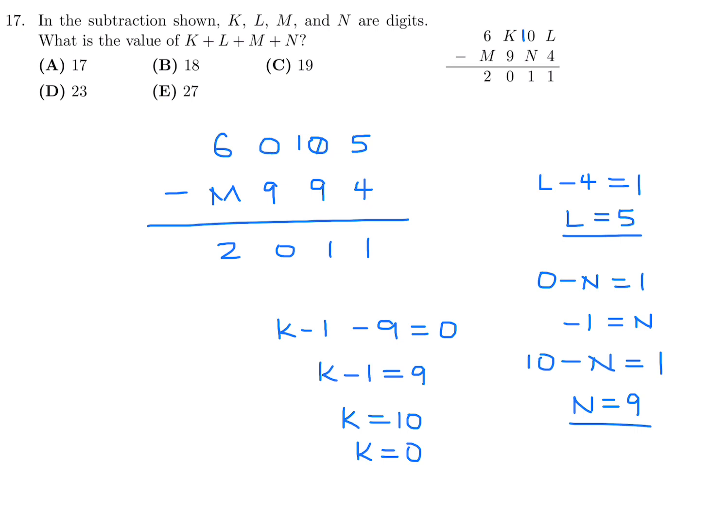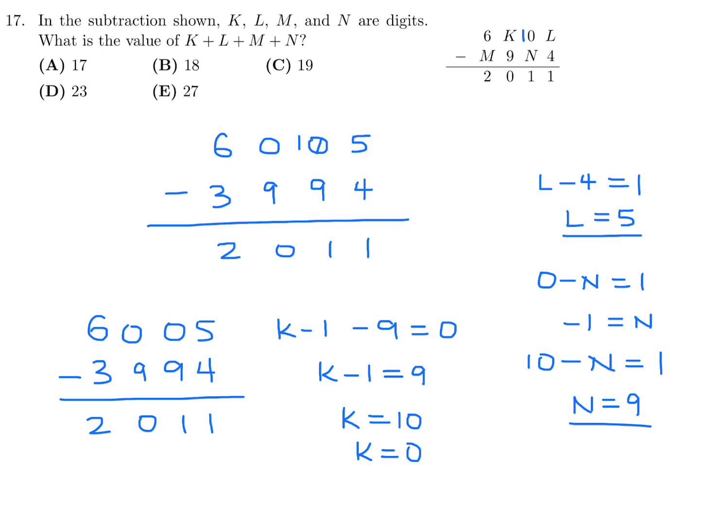And there you go. And if that's a 0, then obviously M must be a 3. So it's just a little bit of fiddling around. And you can see that the numbers are 6005 and 3994. And if you do that subtraction, you indeed get 2001.